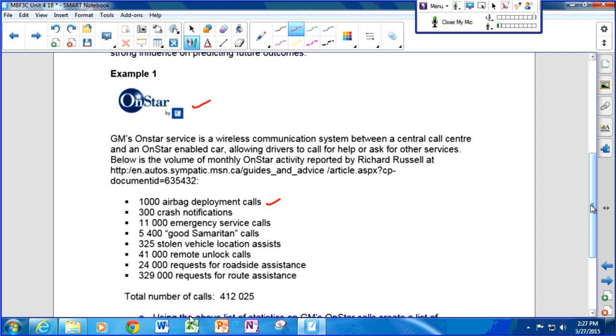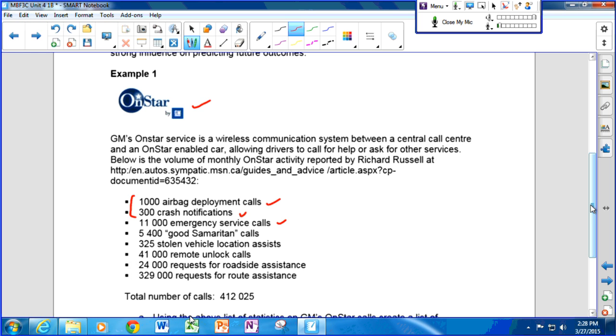Crash notifications. I'm not sure why these numbers are different. You'd figure they'd be closer. Emergency service calls. That's where somebody in the vehicle pushes the button. I have a flat tire. There's smoke coming out of my car. The check engine light's been on for the last 3 days, right? That's an emergency service call. Okay, the car just stopped.